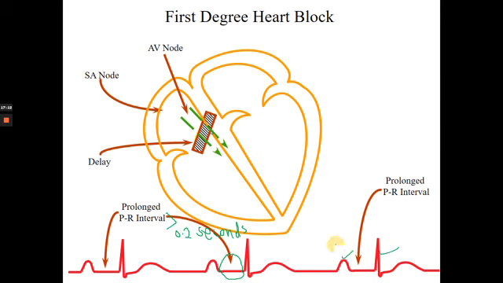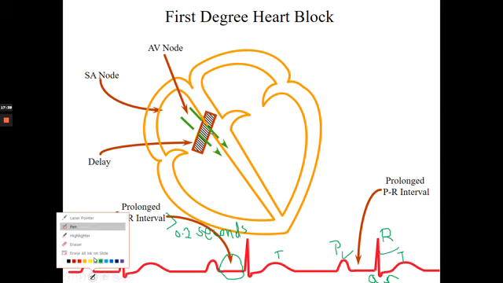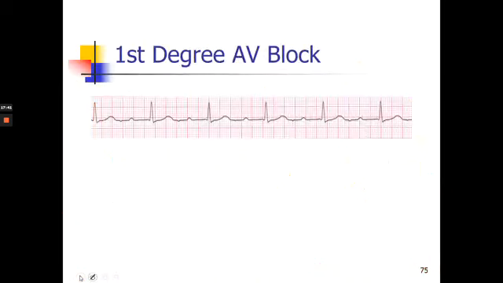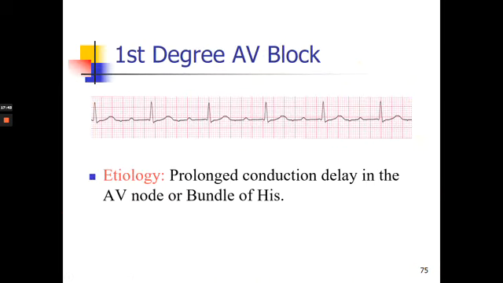This P, Q, R, S, T, P, QRS, T. So each is followed by QRS, T. This is called first degree heart block. First degree heart block.